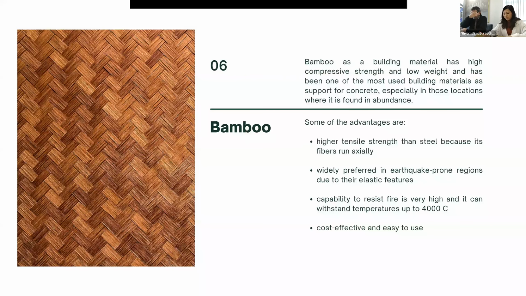Bamboo is an incredibly fast-growing plant that has been used for thousands of years for a variety of purposes, including food, building materials, and household items. Bamboo can be used as a zero-carbon building material because it is a renewable resource that grows quickly, sequesters carbon dioxide, and can be sustainably harvested.